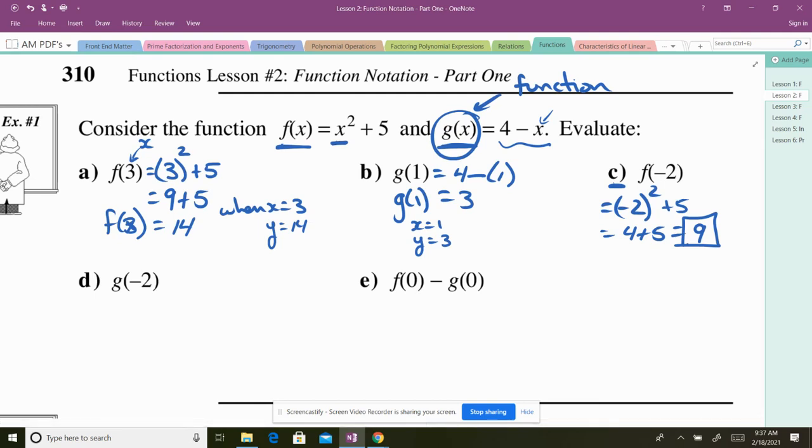All right, D. G of negative 2. 4 minus, bracket what you sub in. What does that become? 6, because a negative and a negative make it positive. 6.